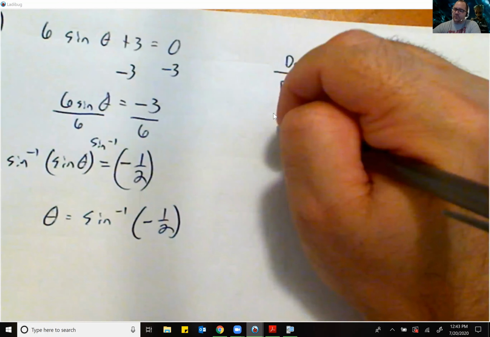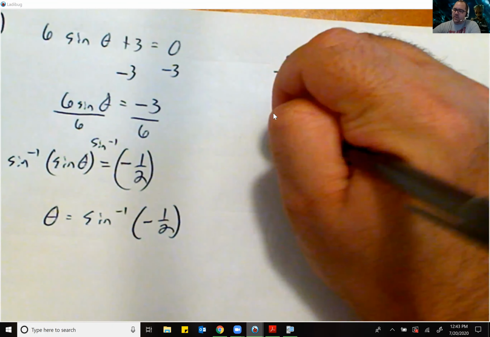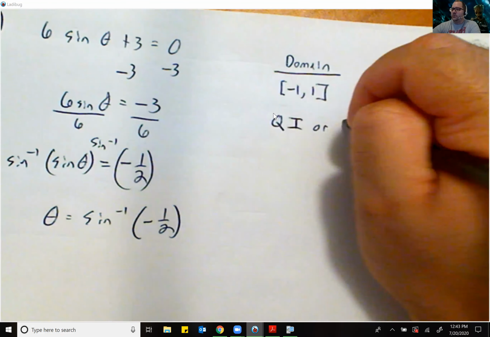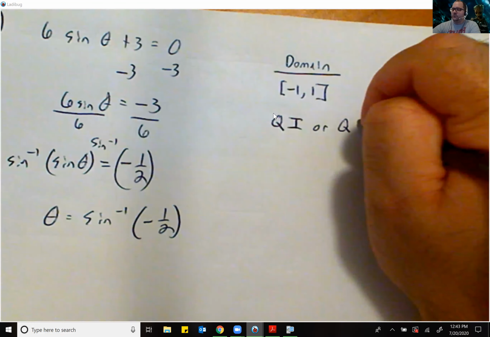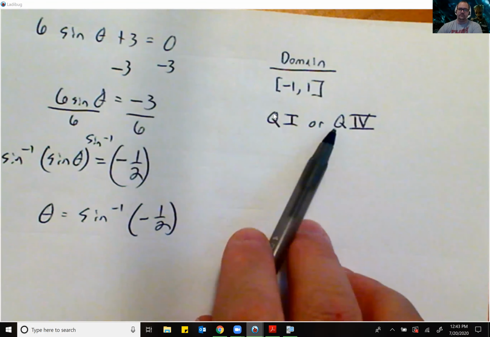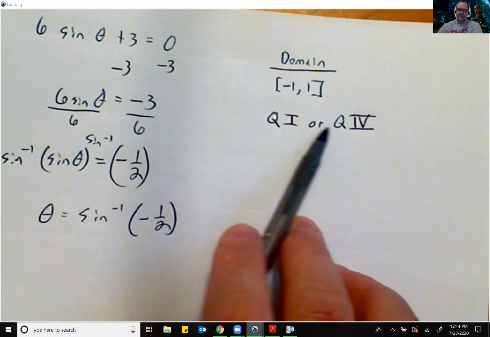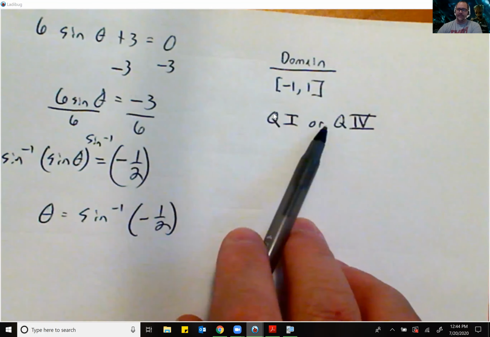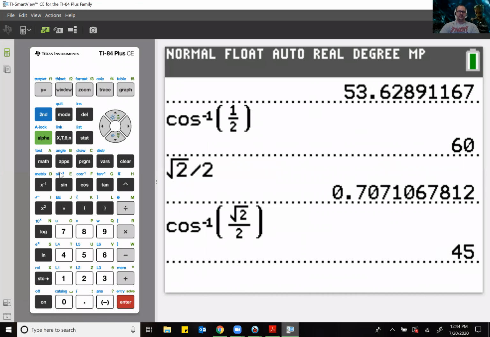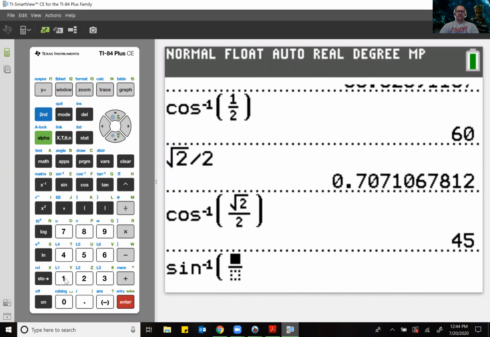The angles for sine exist in quadrant 1 or quadrant 4. So when you use your calculator, it's going to kick out one of these two angles. That's what your calculator is going to do. So if we go to our calculator, let's get our first angle, or see if it's possible. Well, actually, no, it is possible because it was in the domain. So we're going to hit second sine, negative 1 over 2.